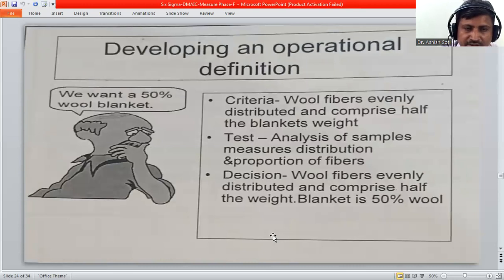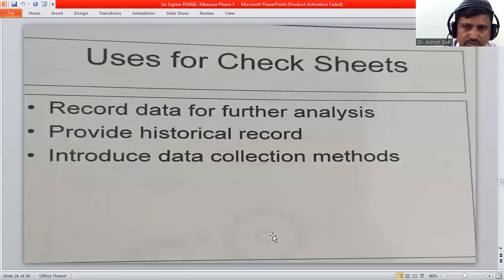Develop an operational definition. We want a 50% wool blanket. Now this is what the customer says. Criteria is wool fiber evenly distributed and comprising half the blanket weight. 50%, that is half the blanket weight. Test: analysis of sample measures distribution and proportion of the fiber. We are going to test it. Then decision: wool fiber evenly distributed and comprising half of the blanket weight, it is 50% wool. So this is how we turn any definition into an operational definition. That is very important from the point of view of quality.